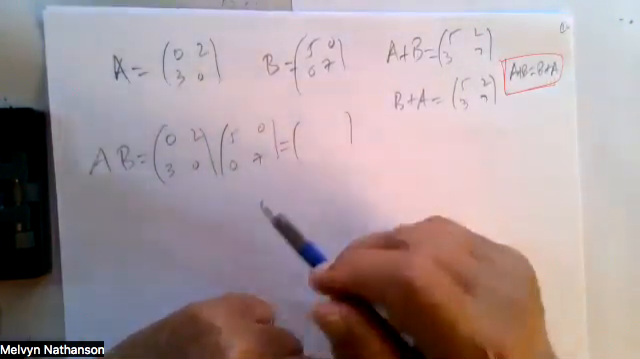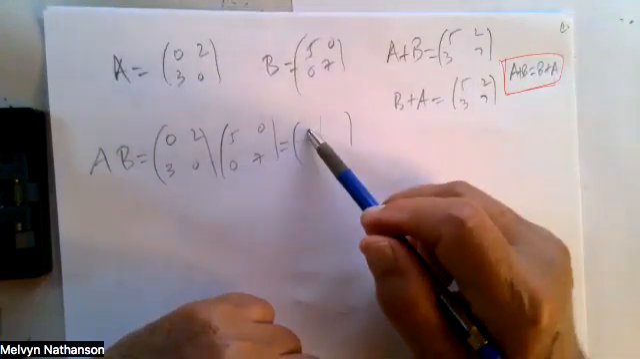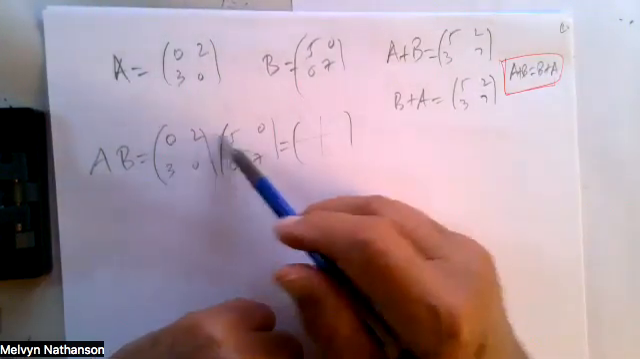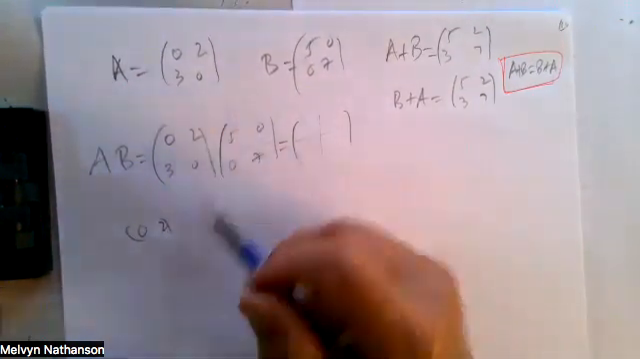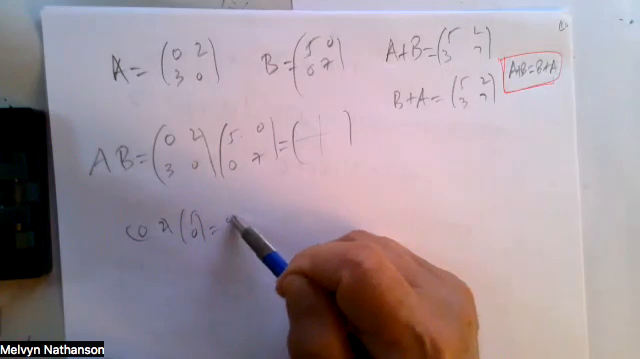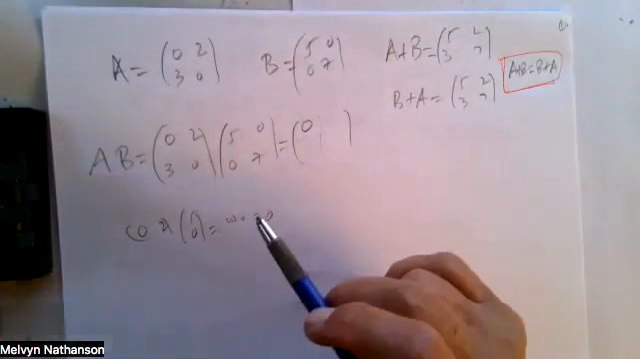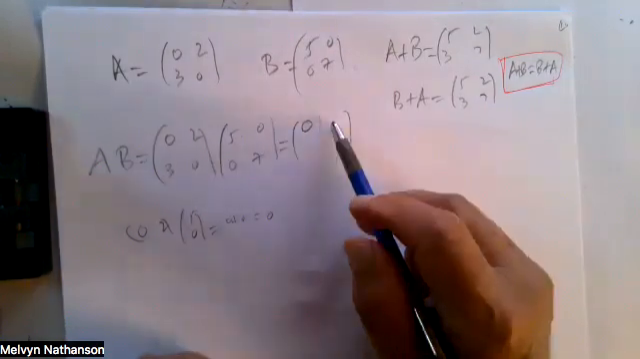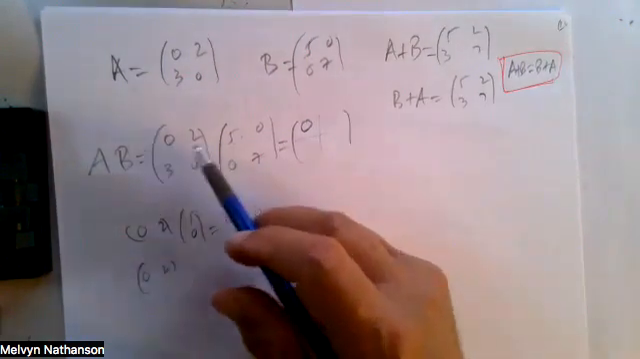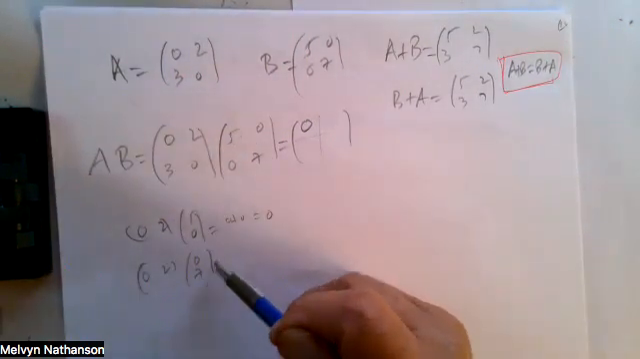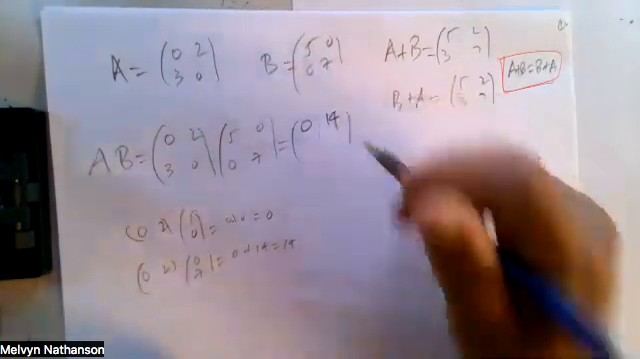This is going to be a 2 by 2 matrix. Let's see, what goes into first row, first column? You take the first row, 0, 2 times the first column. That's 0 plus 0 is 0. So you get a 0 there. First row, second column, 0, 2 times 0, 7. That's 0 plus 14, which is 14. So here we get 14.